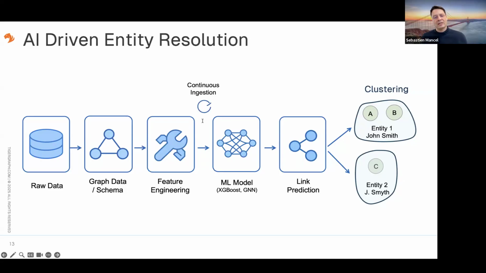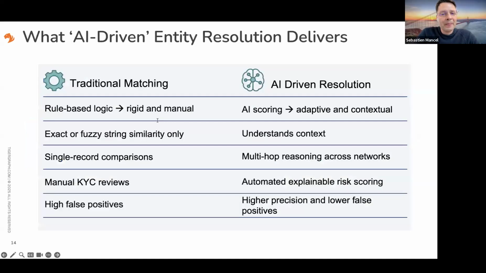So while deterministic and probabilistic methods depend on predefined rules or static thresholds, AI-driven entity resolution learns and adapts. It scales with data growth, it detects emerging fraud patterns, and provides traceability for compliance. Okay, so we've walked through how AI-driven entity resolution works. Now let's talk about what it actually delivers.